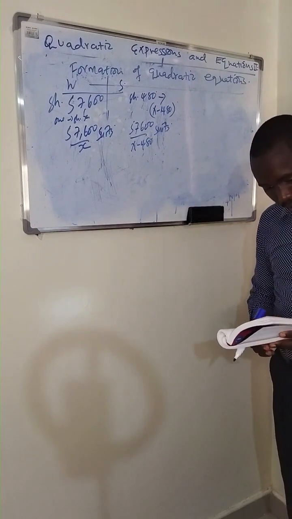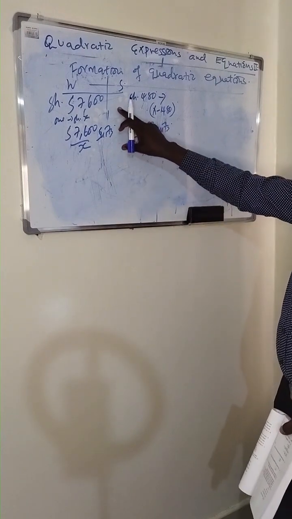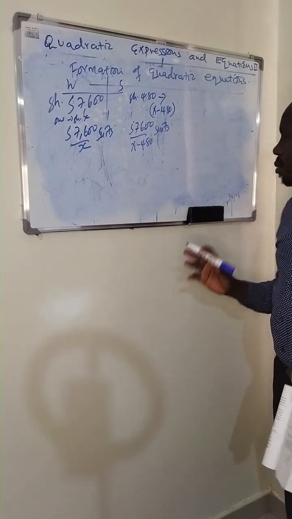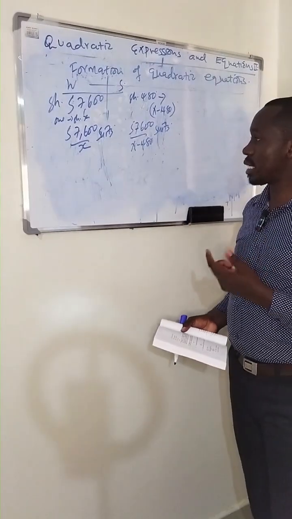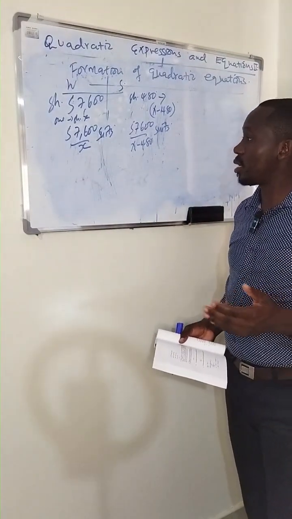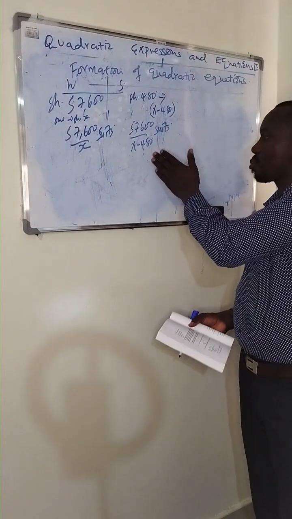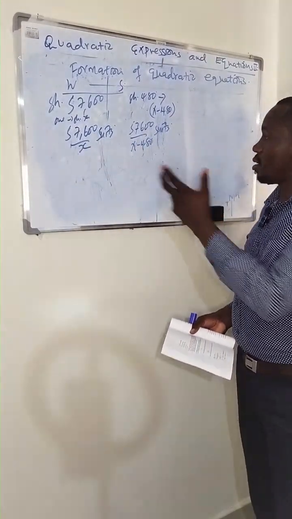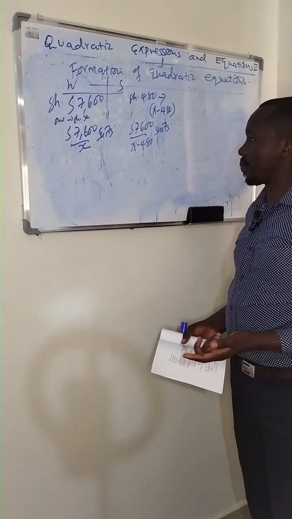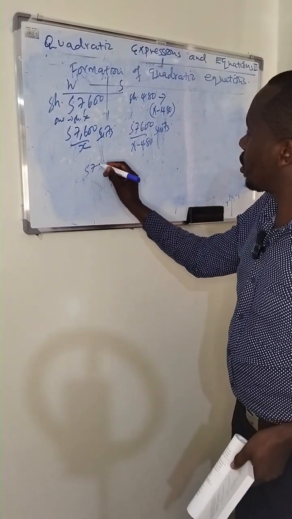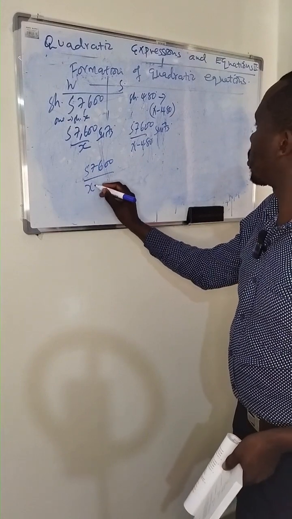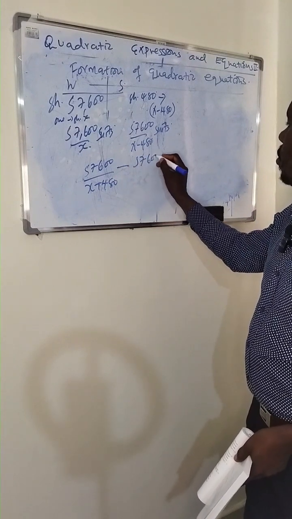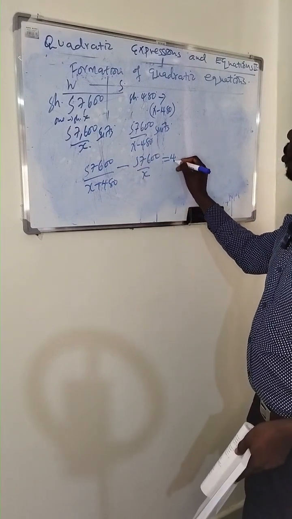This question now goes ahead to say that if you buy from the supermarket, at 480 shillings less, you're going to buy 4 extra suits, which means we need to find out in which part she is buying more suits. Here she's buying 4 extra suits, which means this is greater than this by 4, or rather the difference between this and this is 4. So we take 57,600 over x minus 480 minus 57,600 over x is equal to 4.